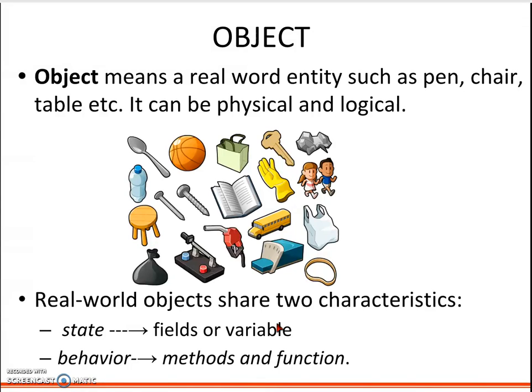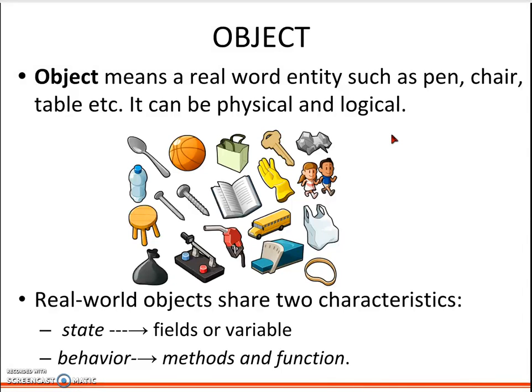The object means any real world entity. Anything we can describe by a word is called an object. For example, pen, chair, table. It may be something seeable or not seeable, physical or logical. Anything we can describe by a word is called an object.